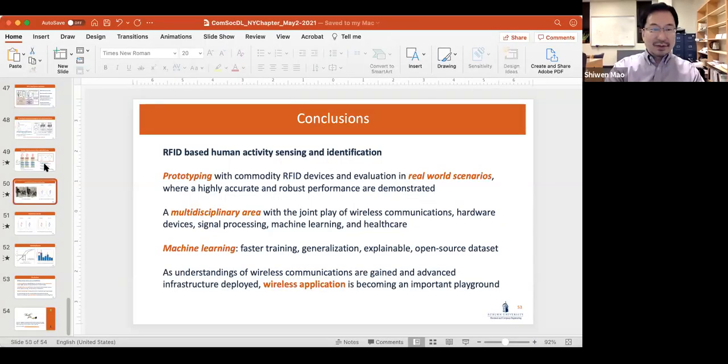Yeah. Okay, thank you. Another question is from Ashok. Are the sensors mounted on the body? If so, do clothes interfere with the measurement? Yes. So let me show you. Let me show you a photo.